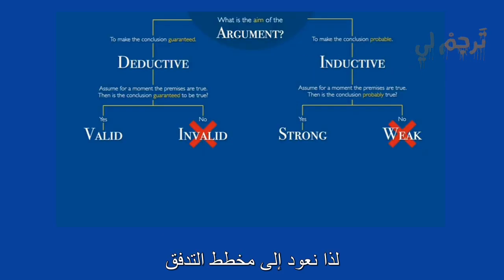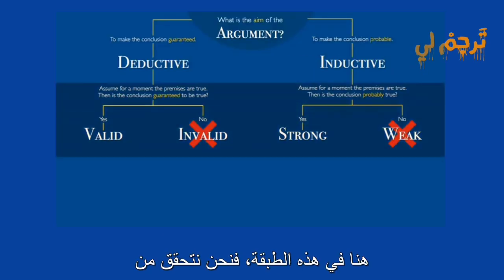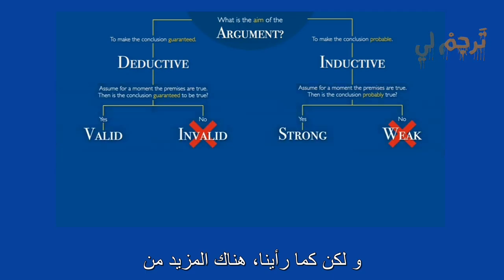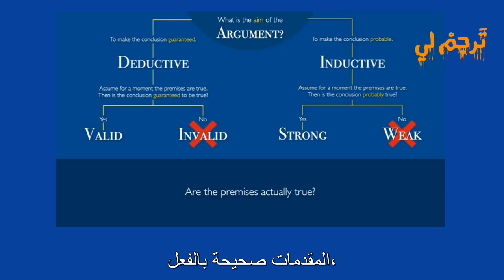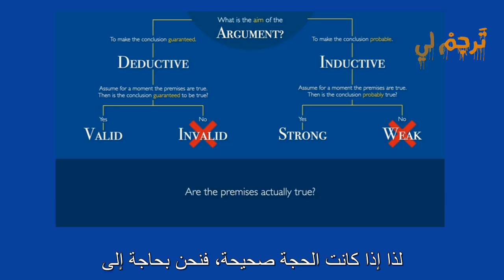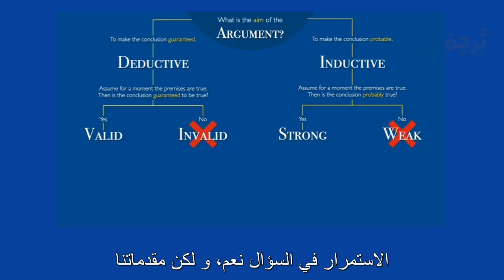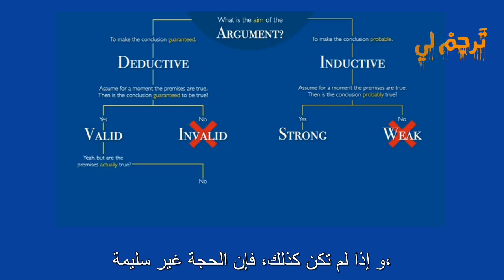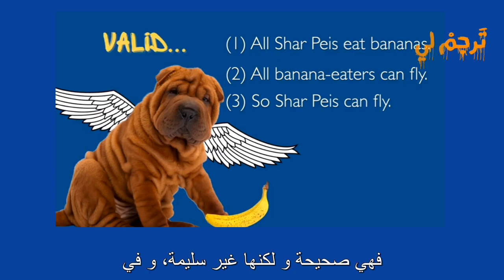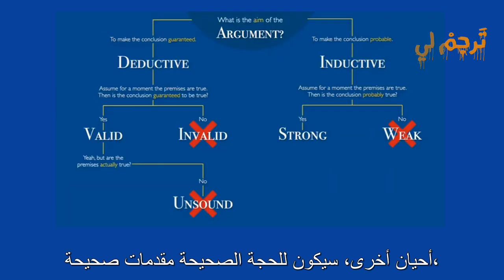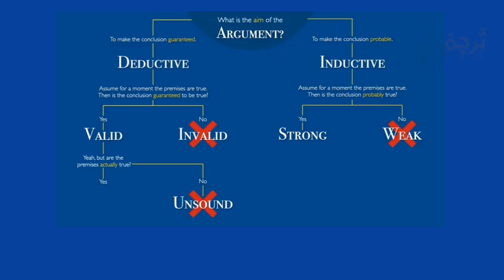So back to the flowchart. Here, in this layer, we're checking the reasoning. But as we've seen, there's more to an argument than just the reasoning. We also need to check whether the premises are actually true. So if an argument is valid, we need to keep going and ask, yeah, but are the premises actually true? If not, the argument is unsound. And that's how to classify this argument. It's valid, but unsound.